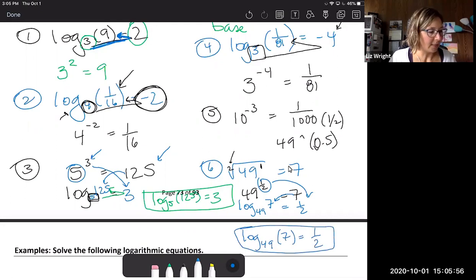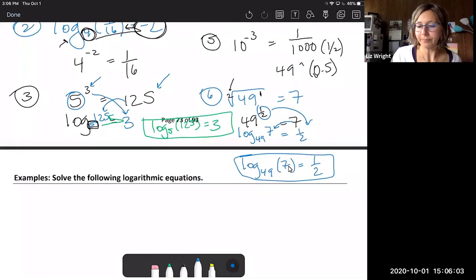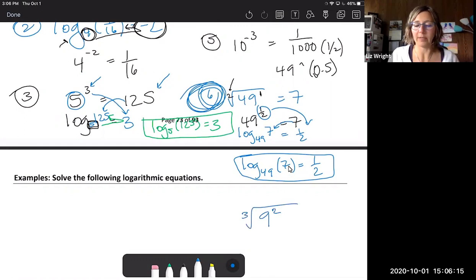So what I want to talk about for another moment is, and I'm just going to make up some numbers, what just happened in number 6. Let's say we had 9 squared, and we're taking the 3rd root. How do we rewrite that with 9 being raised to an exponent? We would write 9 to the 2/3 power.